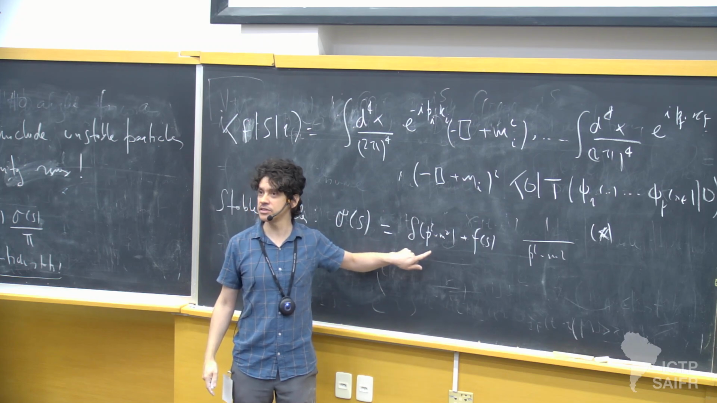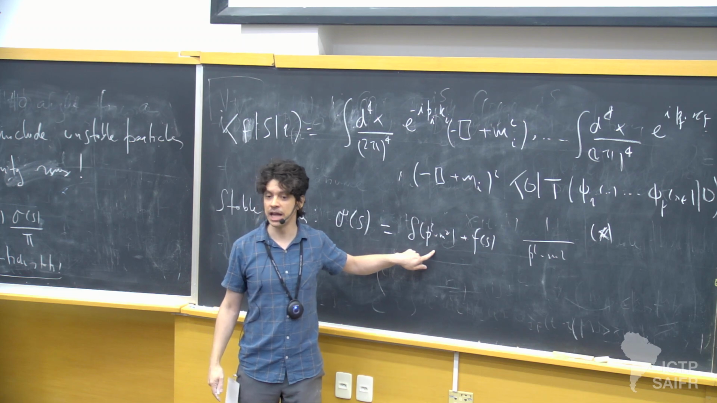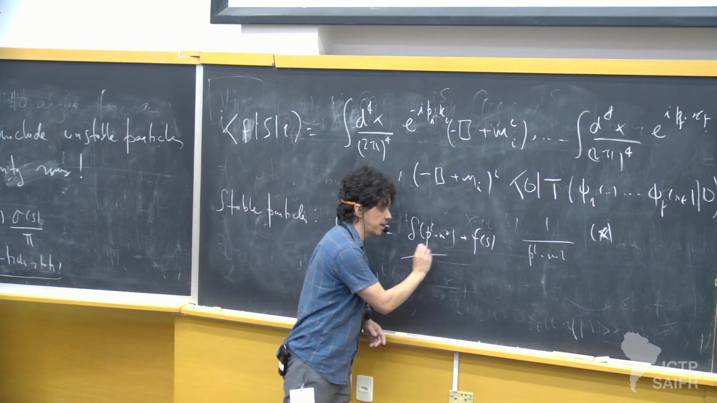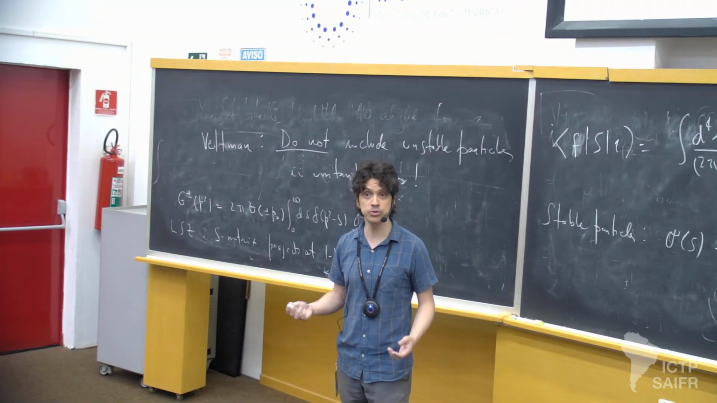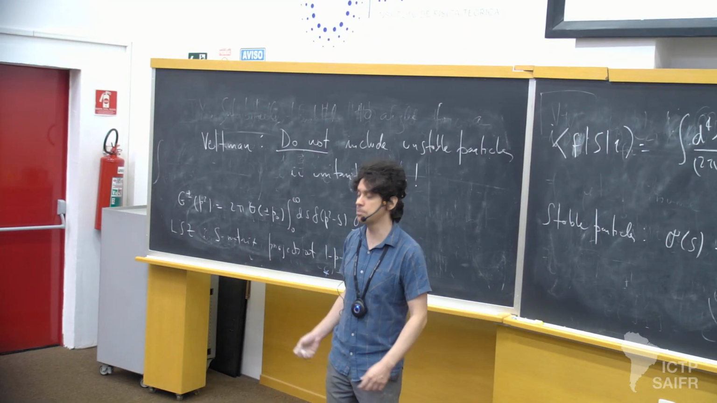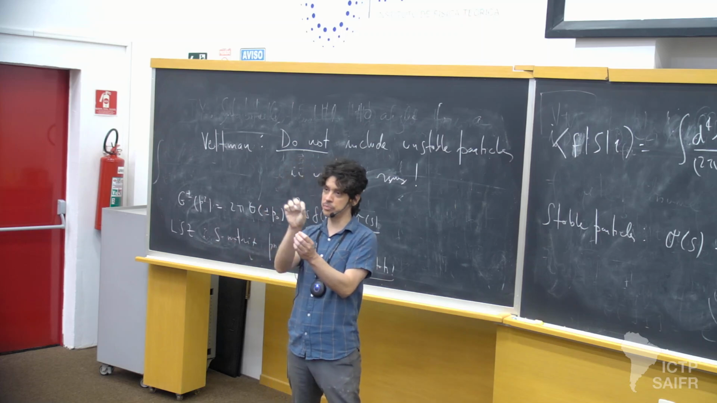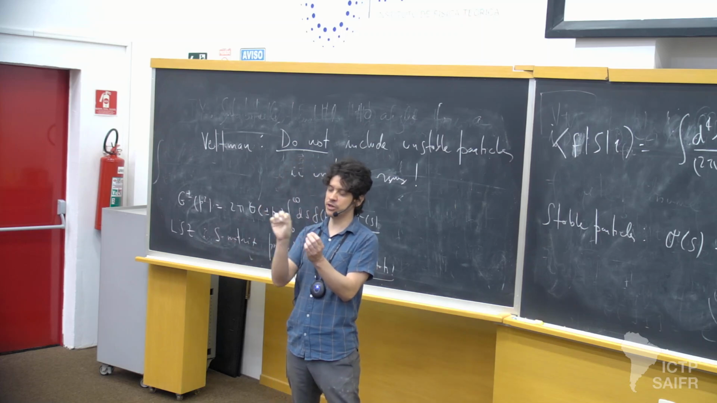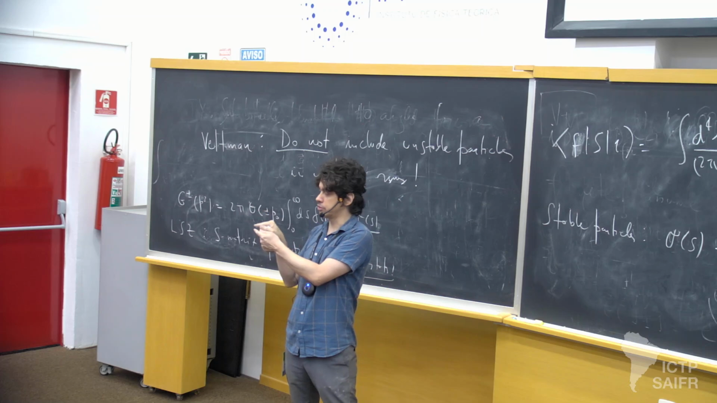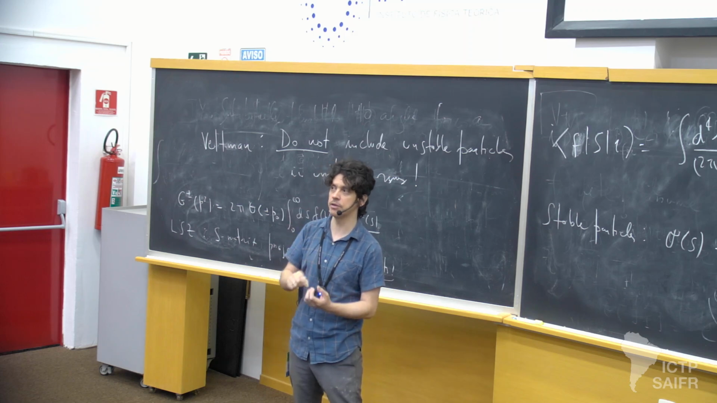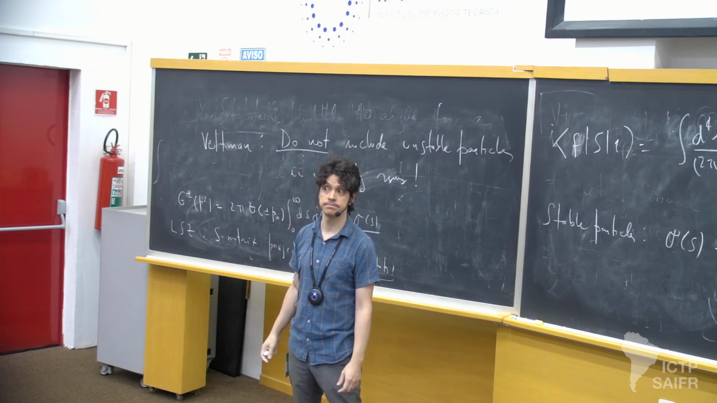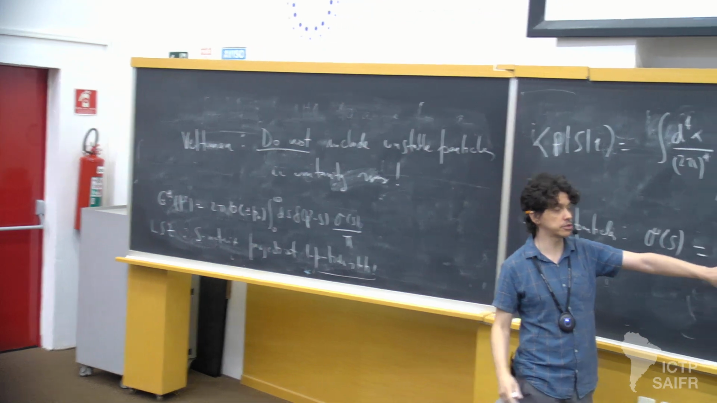This is the guy that is associated with the one particle state. Unstable particles do not have this contribution, because unstable particles do not have one particle states. Remember, unstable particles are always after the branch cut. So they don't appear as poles on the real line. They appear as poles in the complex plane. They're shifted from the real line because of the interactions, right? So you cannot have this contribution here.